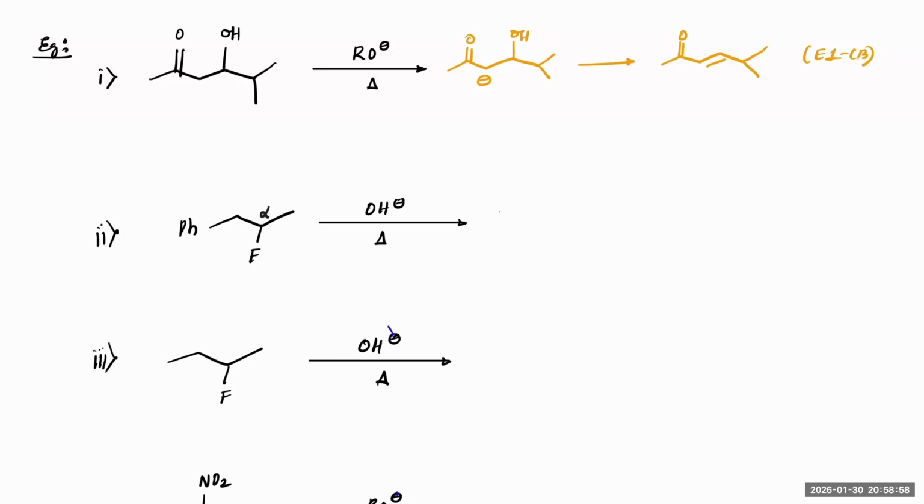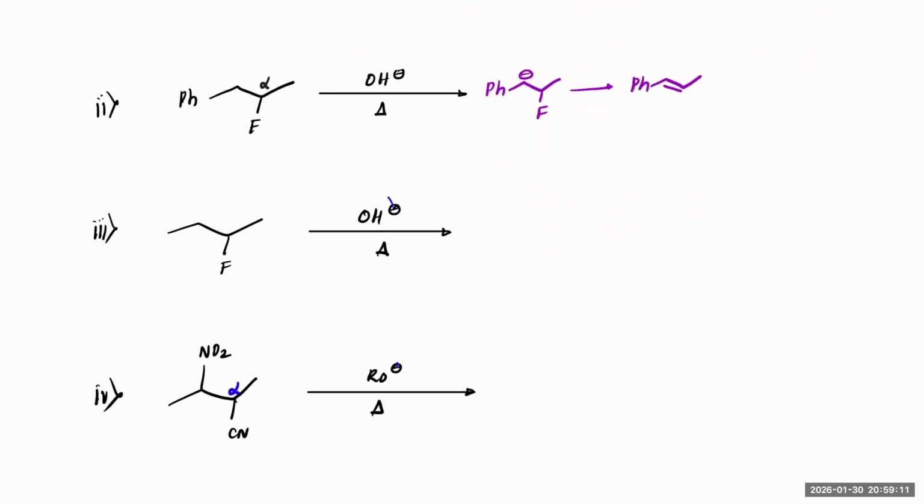Okay, same way here also we'll get the product. Fluorine is a weak leaving group. You will get this and we will get a double bond here. Okay, and next, if you have this OH and heat here, now there is no gamma group which is going to help the resonance. So it has to forcefully go for E2 elimination.